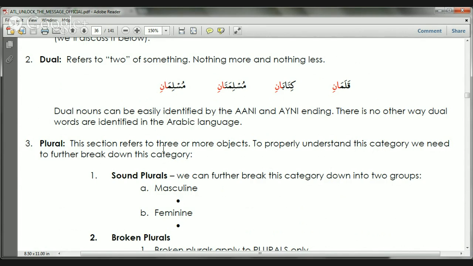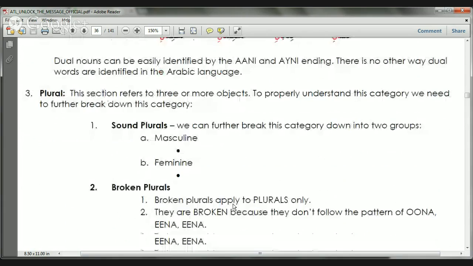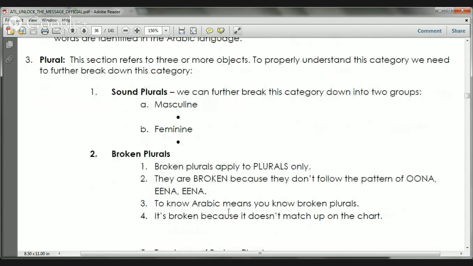And then the third group are plural words. Now it refers to three or more objects. That's the main thing. But to properly understand this, you need to break it down further. So the first type of plurals are sound plurals. Sound plurals can be broken down into masculine and feminine. Masculine and feminine. I don't know why this is not here.